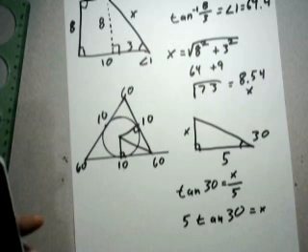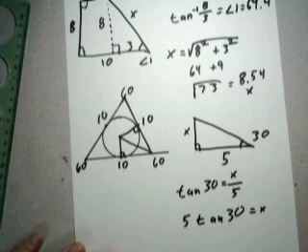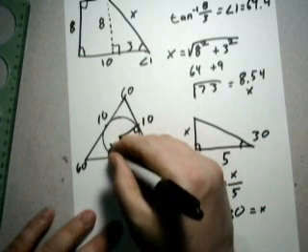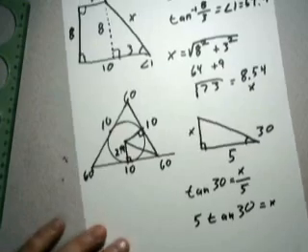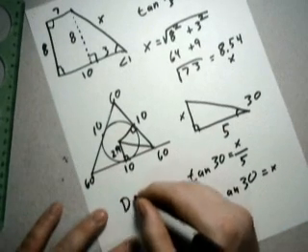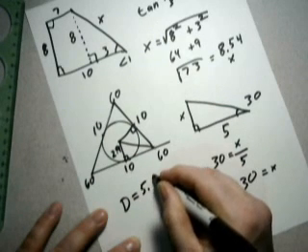And I'm almost out of time for this video. So 5 times the tangent of 30 is 5 times the square root of 3 over 3, or 2.9. So 2.9 is the radius. So twice that would be 5.8. So the diameter will equal 5.8.